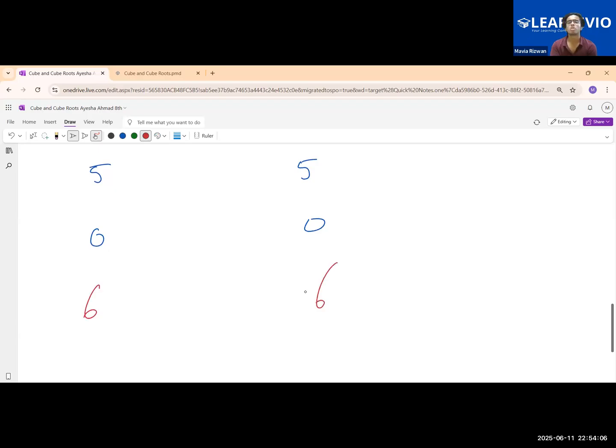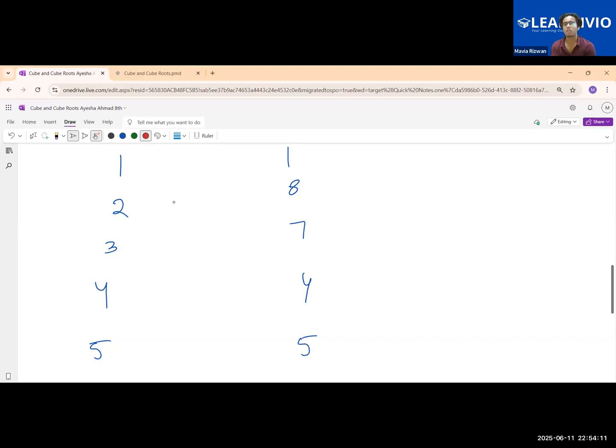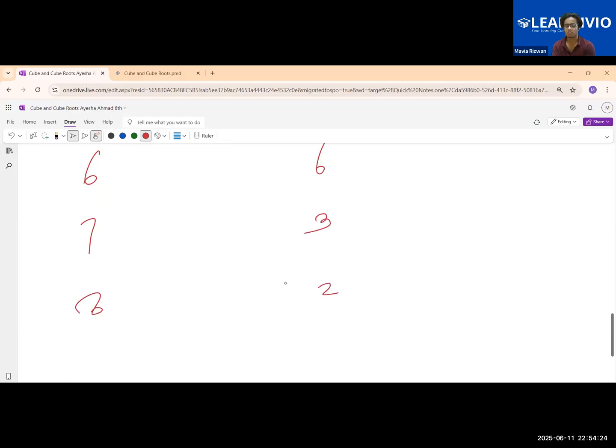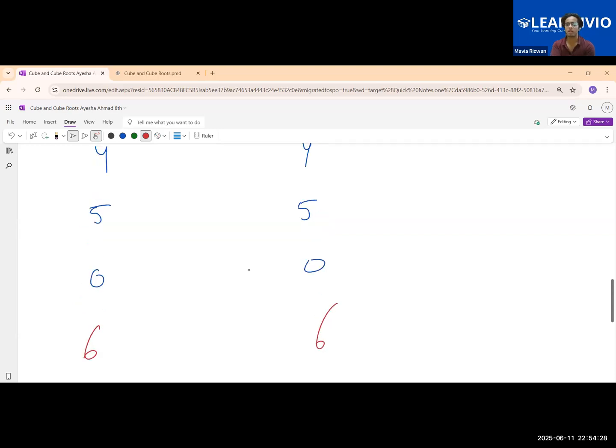So there's a pattern in 2 and 3. If the number is ending with 2, then its cube would end with 8. And if a number is ending with 8, then its cube would end with 2. Like for 7, it is 3, and for 8, it is 2. Got it? So Aisha, I'll tell you the trick.